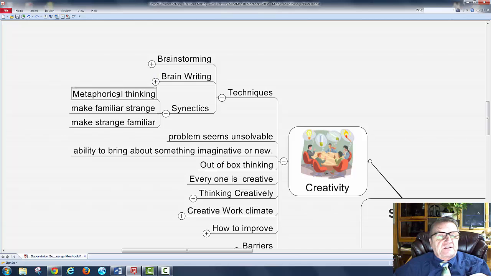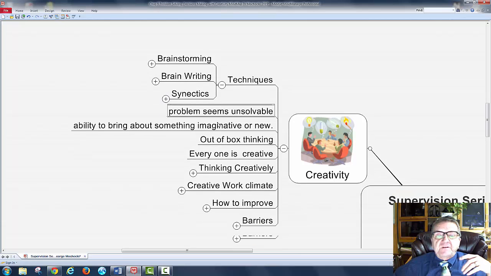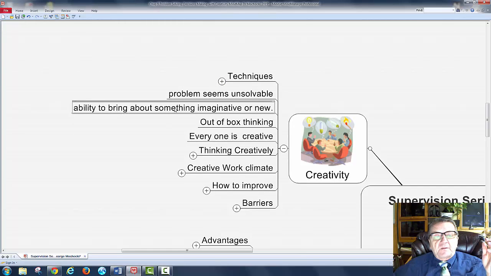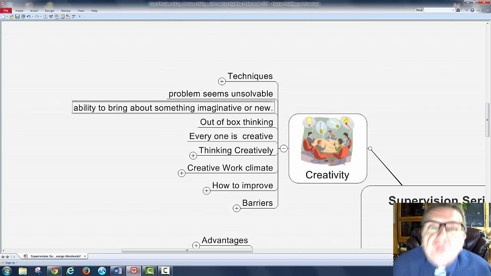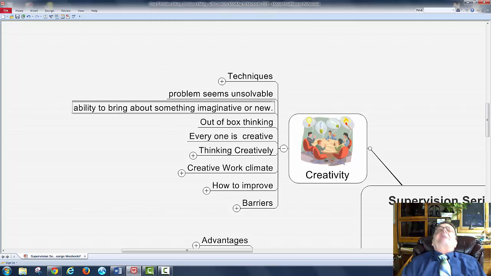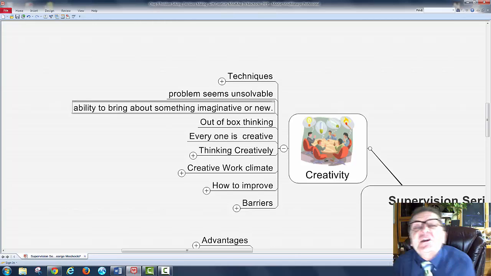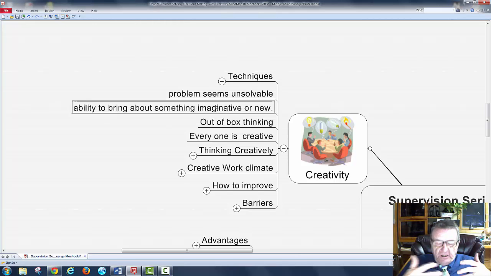Okay, synectics is metaphorical thinking. Makes the strange similar. Okay. Now, problems seem unsolvable. That's why I do creativity. That's why I need it. Ability to bring about something imaginative or new. Remember, you've got to use imagination. Imagination is bad? What's imagination? Daydream. What's daydream? I'm thinking about, you're thinking about, hopefully, you're on vacation, you're daydreaming or you're imagining what's going to happen.